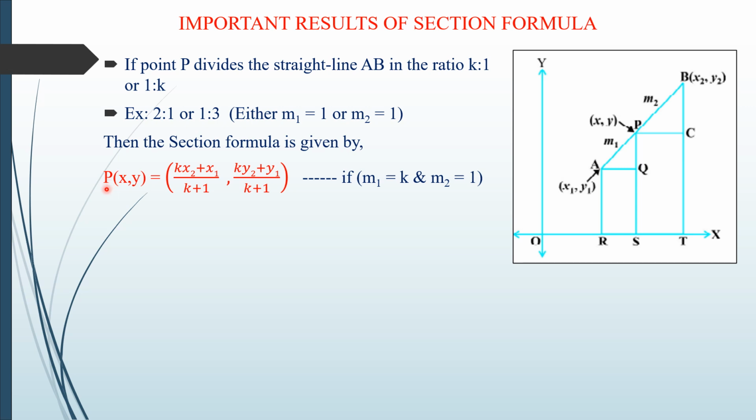Therefore, location of point P is given by k into x2 plus x1 divided by k plus 1, k into y2 plus y1 divided by k plus 1. Here m1 is equal to k and m2 is equal to 1. This formula is derived from the previous formula, that is the section formula. Wherever m1 was there, we have just put k, and wherever m2 was there, we have just put 1. In that case, you will get this formula.